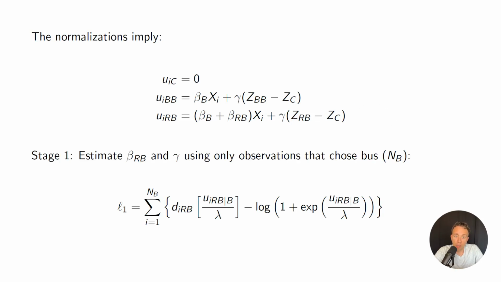So in stage 1 of this estimation, we're only going to use the observations that chose bus. And basically, this is just a binary logit with the red bus and the blue bus. And the blue bus was normalized to 0. So that's where this log of 1 plus exp is coming from. So this is literally just a binary logit using only the observations that chose a bus.